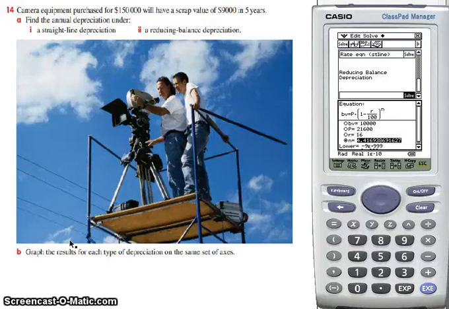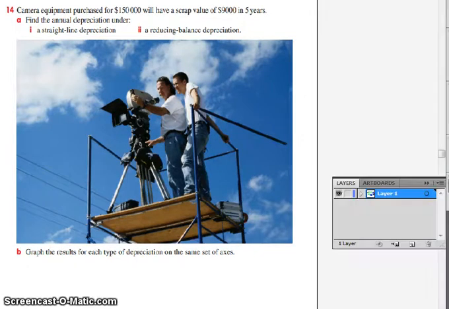So we're going to have a look at this particular question, mostly because there's a good graphing side to it, and something that's worth having a look at. Firstly, we're going to look at the question and variables that pop up in it. Purchase for $150,000, scrap value of $9,000 in 5 years. Find the annual depreciation under straight line and then reducing balance.